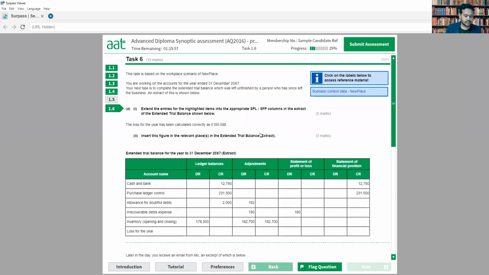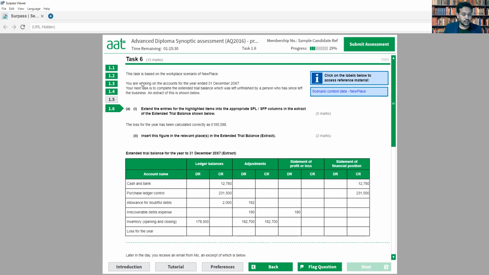Now this task 1.6, from the extended trial balance, is not a very difficult one, but if the question asks for the adjustment, I mean, if they ask for the accruals and the prepayment, it could be tricky in the exam. So make sure you understand what accruals are and what prepayments are. It's very, very important. It's one of the very tricky areas, accruals and prepayment adjustments.